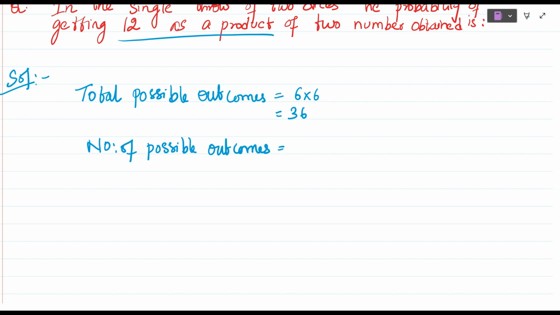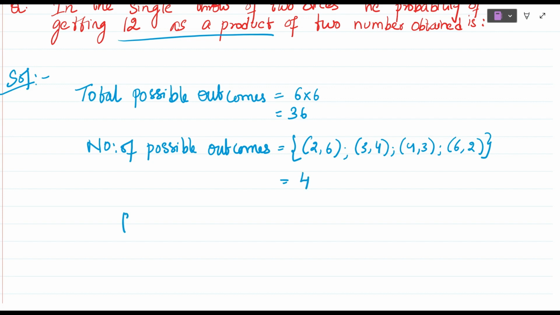So let us write the number of possible outcomes. That is 2 comma 6, 3 comma 4, 4 comma 3 and 6 comma 2. So how many are there? 1, 2, 3, 4. 4 are there.